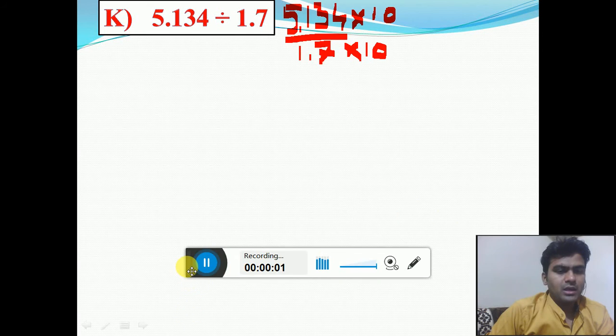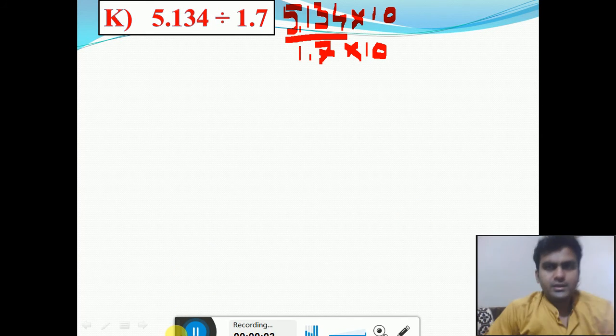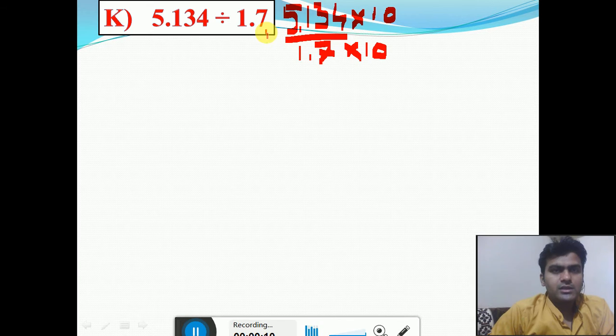Next question, number K of exercise 3A: 5.134 divided by 1.7. Here also the divisor is a decimal number. As you know, we have solved many such questions. If the divisor is a decimal number, we have to multiply it by 10, 100 or 1000. In this case, the decimal point is placed after one place, so we will multiply by 10. If we multiply the divisor by 10, we have to multiply the dividend also by 10.